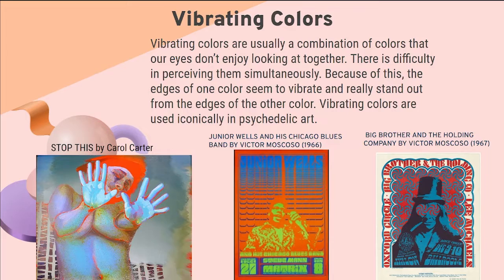In the first piece by Carol Carter titled Stop This, you can see that the character is holding out their hands, but because she used orange outlining that is so bright, it almost feels like it's popping out at you, that they're moving, almost saying, "Get away from me."